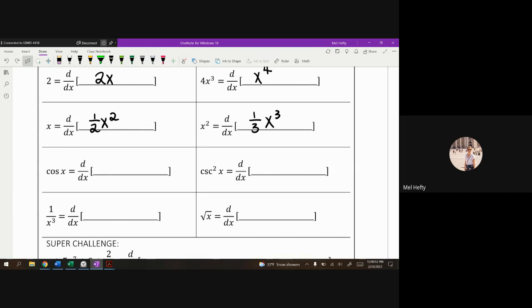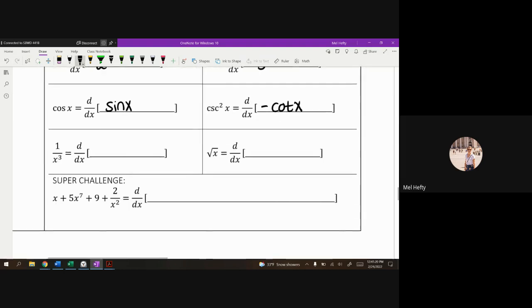Anyone know who has the derivative of cosine x? Regular sine x. Does anyone remember who had a derivative that looked kind of like cosecant squared? So cotangent x was the one that looked similar, but derivative of cotangent x was not cosecant squared. What was it? Negatives? Exactly.